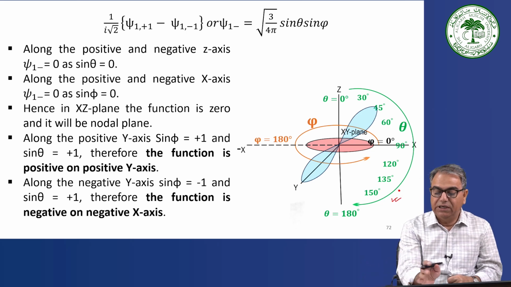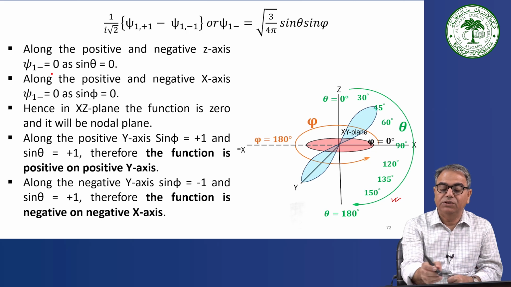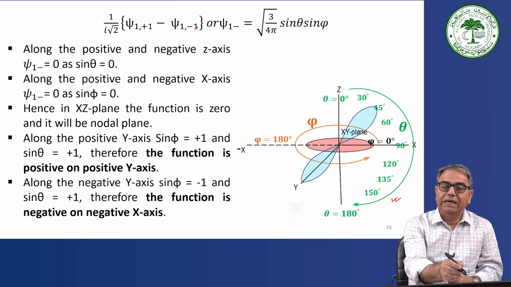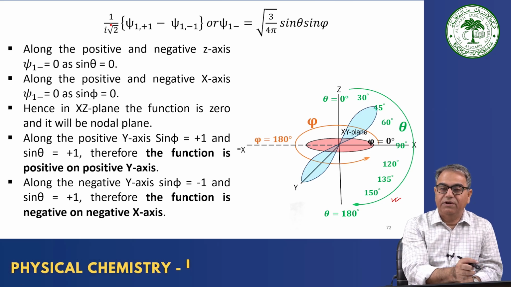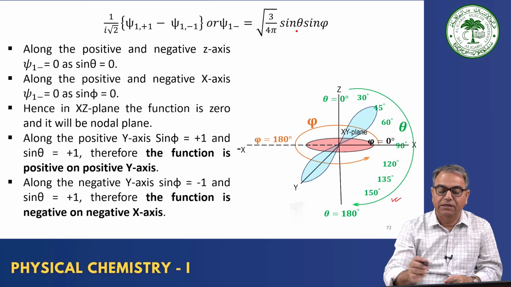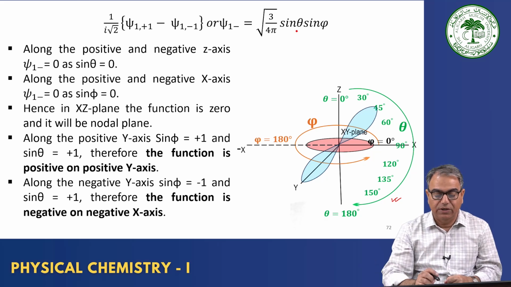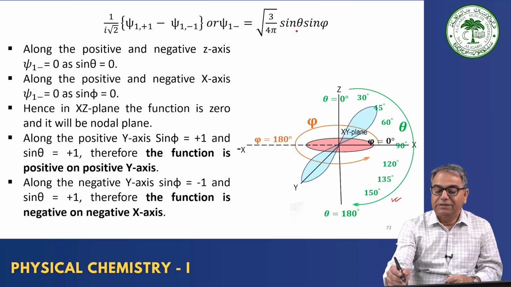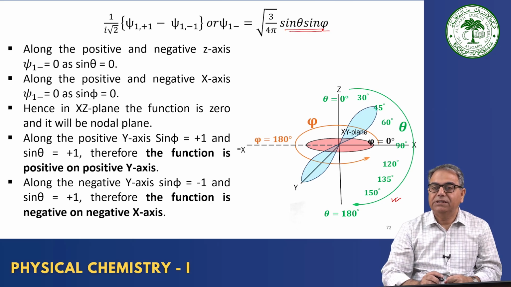So the function psi 1 minus is a combination, again a negative combination, of psi 1 plus 1 and psi 1 minus 1. And I told you in the earlier lecture that we multiply it by i divided by root 2, or minus i divided by root 2, and how to arrive at this combination and the value is in the earlier slide. You can go and see it. So the sin theta sin phi function is 0 in the xz plane, and we say the xz plane is the nodal plane for py orbital.